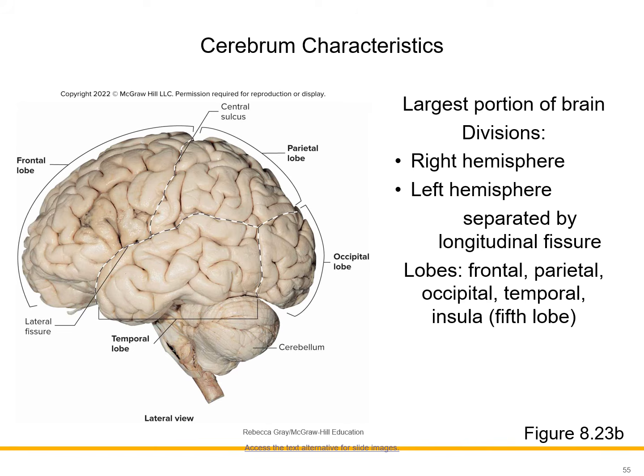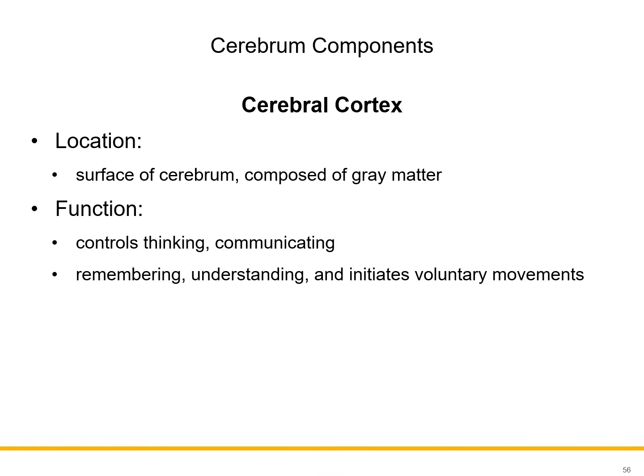The cerebrum is the largest major segment of the brain, and it is divided into the left and right hemisphere. The space in between them is called the longitudinal fissure. So this photo right here shows us the different lobes. The cerebral cortex is at the surface of the cerebrum, which is composed of gray matter.